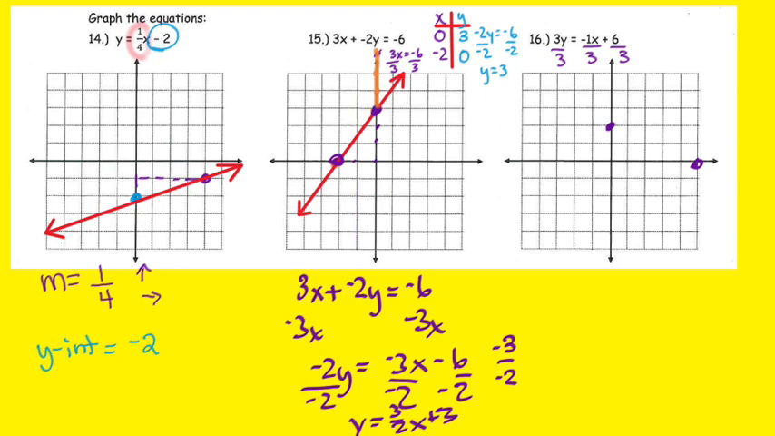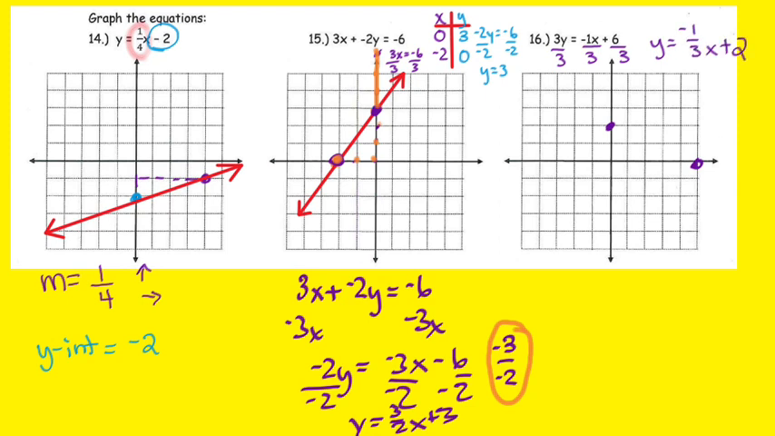Well, I'm off the graph, but that's okay because I can make it -3/2 because a negative divided by a negative is a positive. So I'm going to go down 3 and over 2. When I do that, you can see I get to the same line, right?